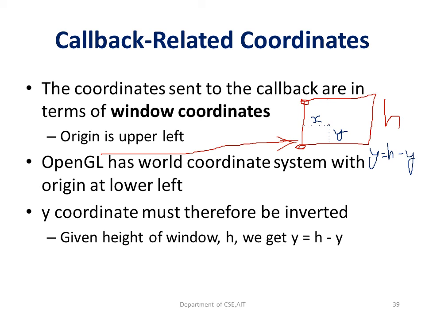Whenever we are going for callback related coordinates, we must ensure that the y coordinate is always inverted. That means the y coordinate will be obtained after computing h minus y, because for the height we have to consider the origin now as the lower left and not the upper left. So if I have a point x and y, the x will not change, but there will be a change in the y. This y value will depend on the height minus y.